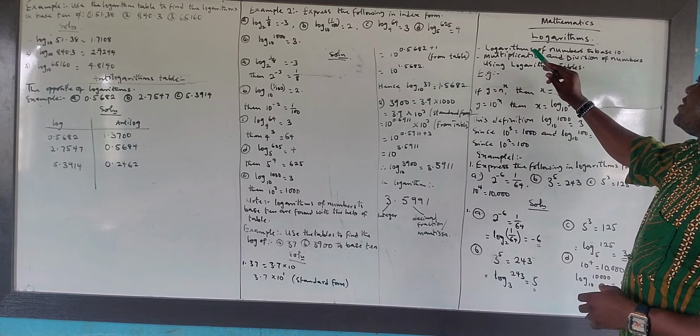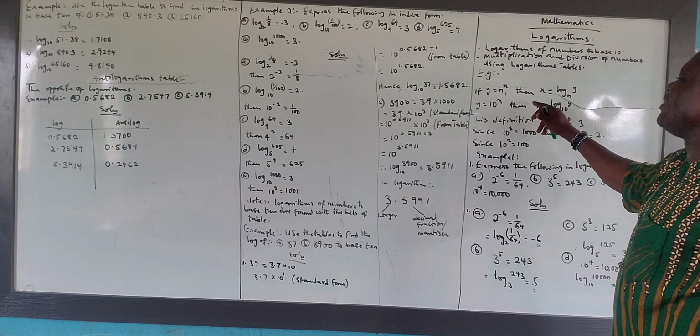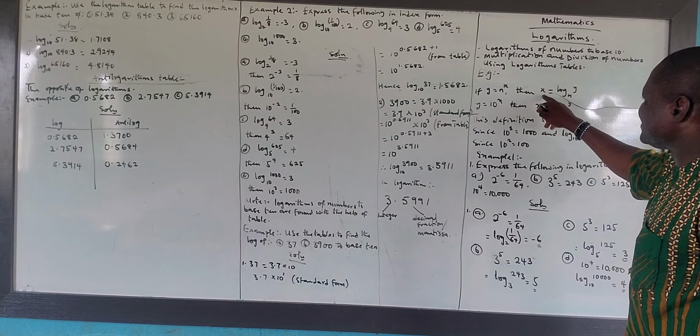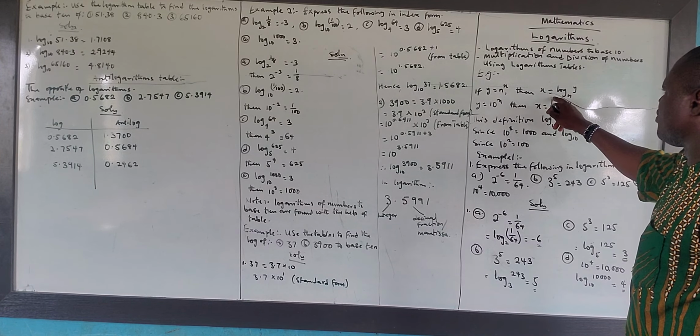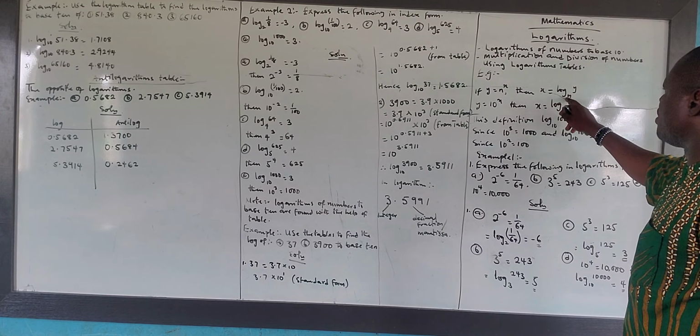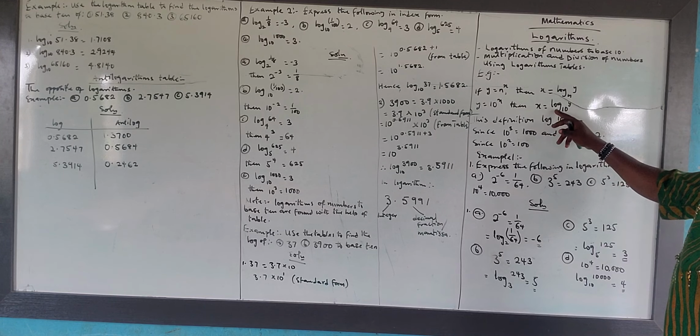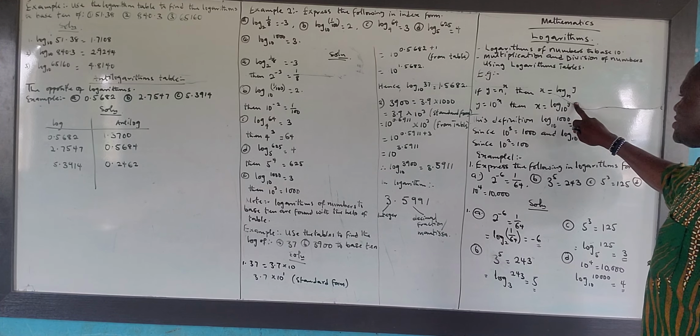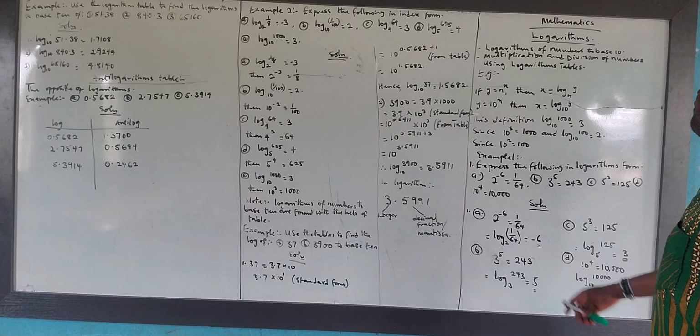Now, to start with an example, if we have y equals n raised to power x, then we can cross it over. We can say that x equals log y to base n. Now, if we have y equals 10 raised to power x, then we can say x equals log y to base 10.